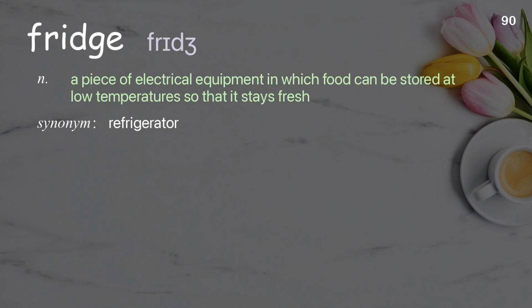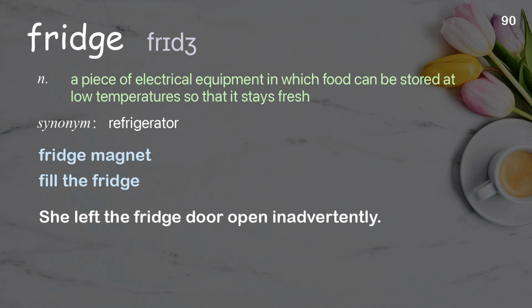Fridge. A piece of electrical equipment in which food can be stored at low temperatures so that it stays fresh. Examples: Fridge magnet. Fill the fridge. She left the fridge door open inadvertently.